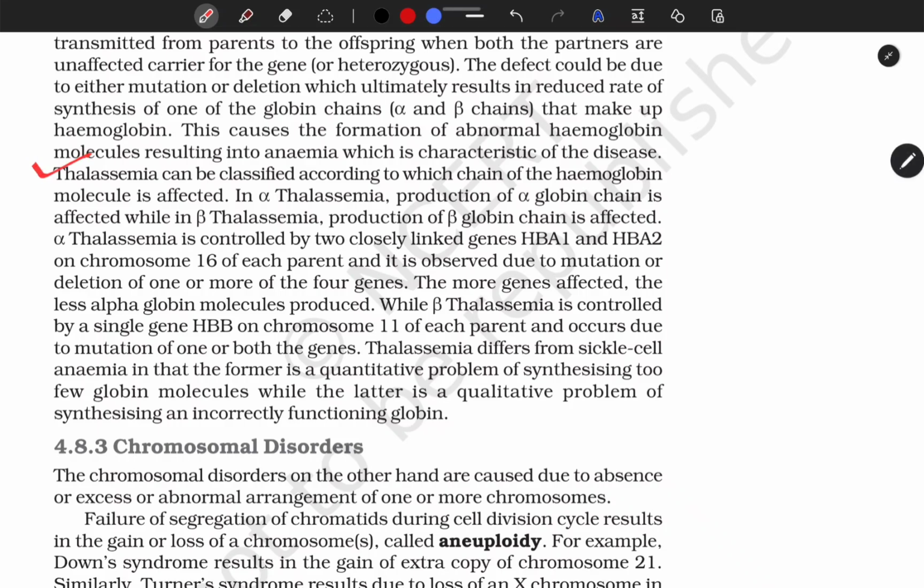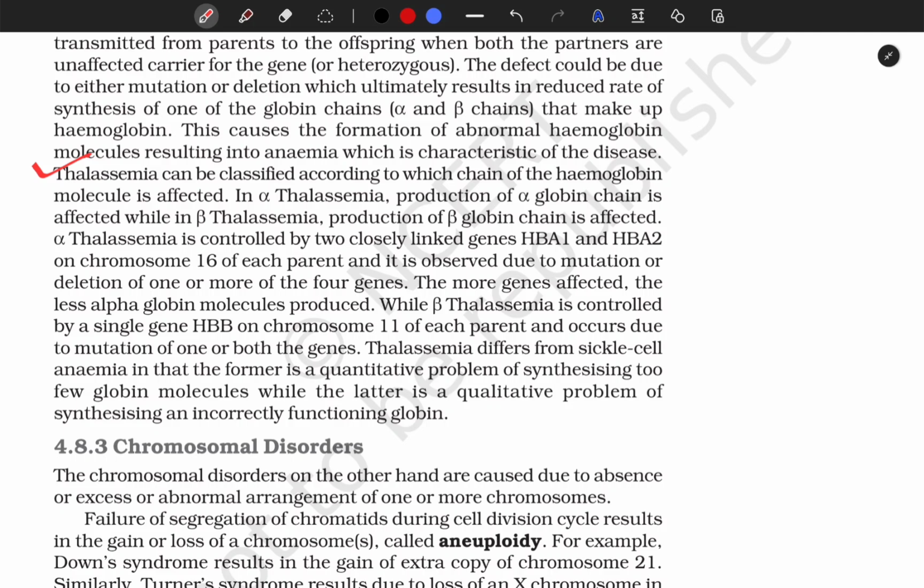Thalassemia can be classified according to which chain of the hemoglobin molecule is affected. In alpha thalassemia, production of alpha globin chain is affected, while in beta thalassemia, production of beta globin chain is affected. Alpha thalassemia is controlled by two closely linked genes, that is HbA1 and HbA2 on chromosome 16 of each parent, and it is observed due to mutation or deletion of one or more of the four genes. The more genes affected, the less alpha globin molecules produced, while beta thalassemia is controlled by a single gene HBB on chromosome 11 of each parent and occurs due to mutation of one or both the genes.